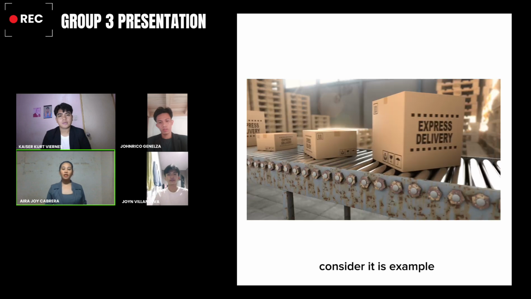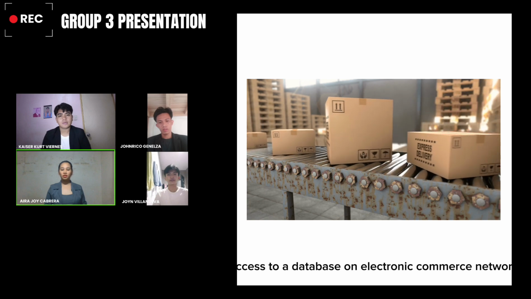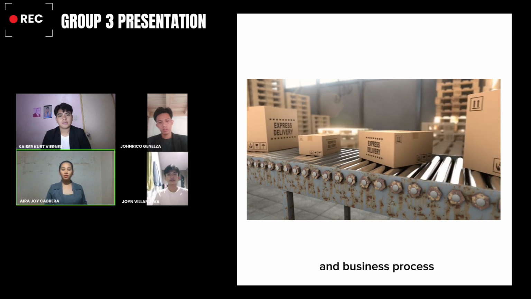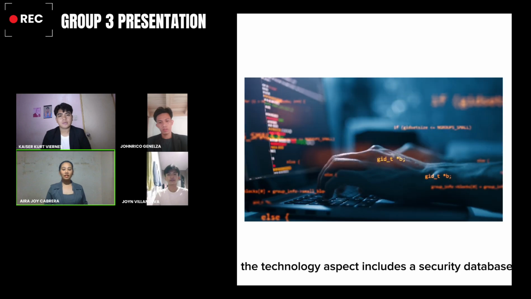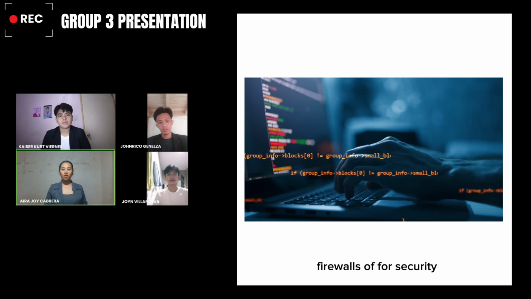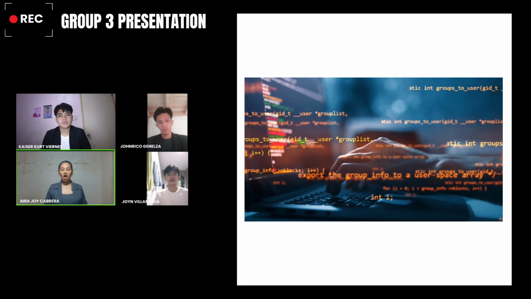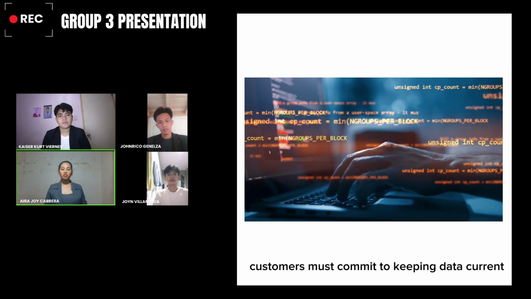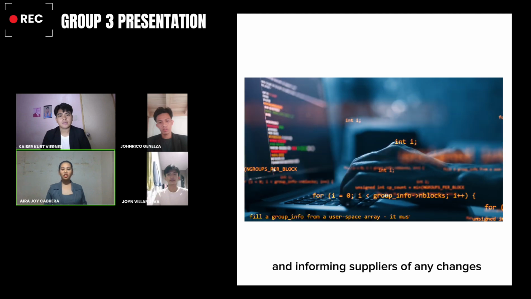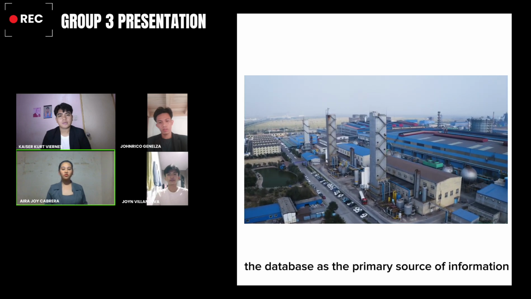Consider this example. A manufacturer provides suppliers access to a database on electronic commerce networks. This setup involves both technology and business process. The technology aspect includes a secure database with reliable information, firewalls for security, and computers with network access. On the business process side, customers must commit to keeping data current and informing the suppliers of any changes, while suppliers agree to use the database as the primary source of information.